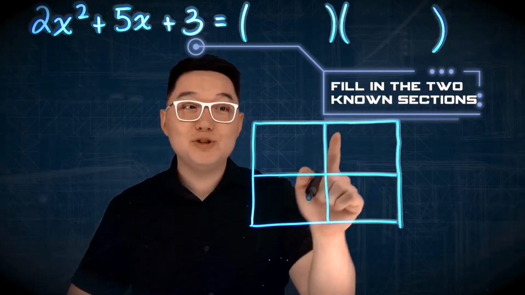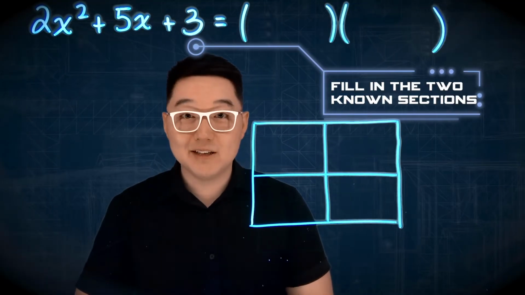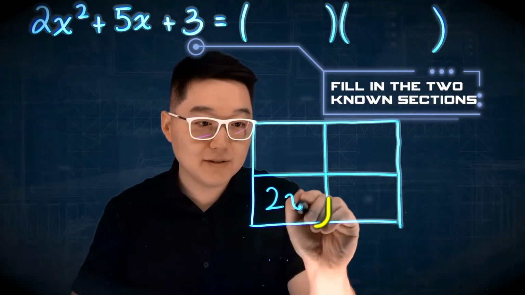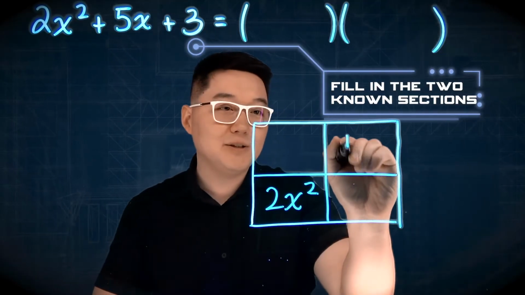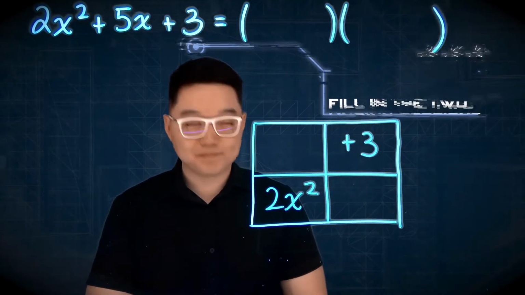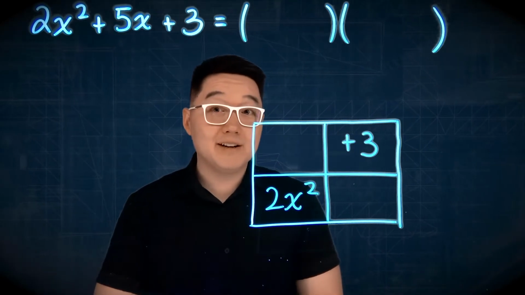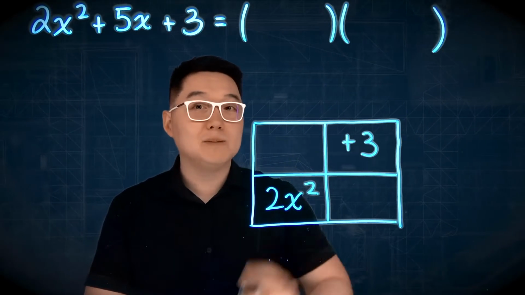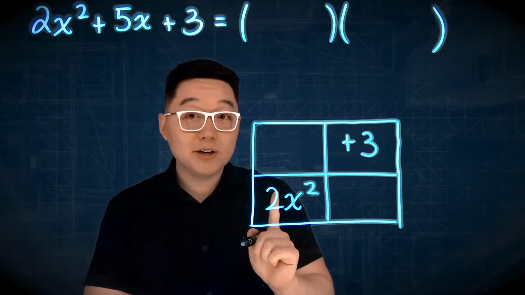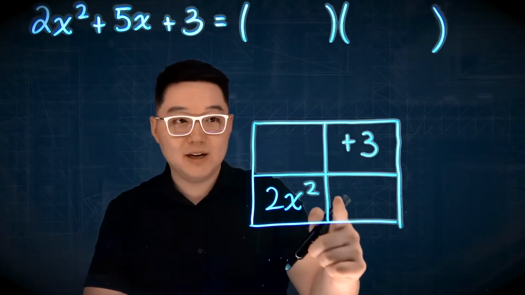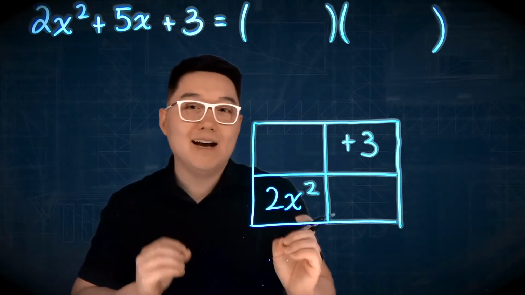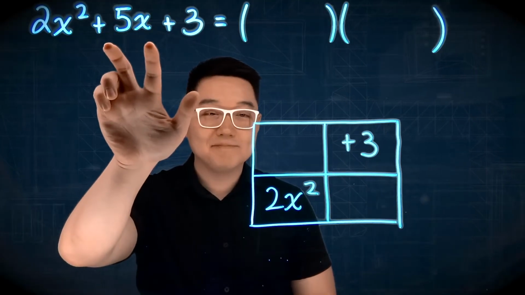Now we can look at this expression and already fill 2 sections of this generic rectangle. We know that the 2x squared goes into this section of the rectangle, and we also know the plus 3 goes to this section of the rectangle. Now the only thing we have to figure out are these 2 empty spots. One thing we know for sure is that whatever x terms go in here, when they combine, they should add up to 5x.